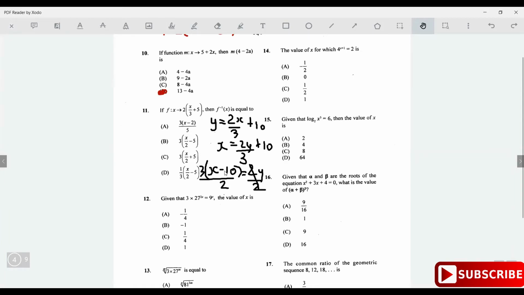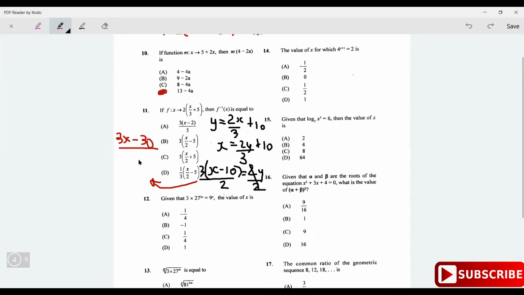This is really 3x minus 30 over 2. All right, let's try and see which one is the same. So we're just going to simplify this right here. I'm going to rewrite it as 3x minus 30, when I expand the 3 over 2. And that simplifies to 3x over 2 minus 15. And then I can factor out 3, or 3x minus 15 over 2.